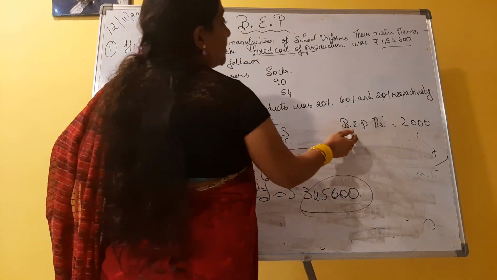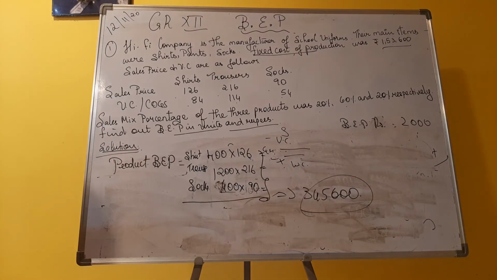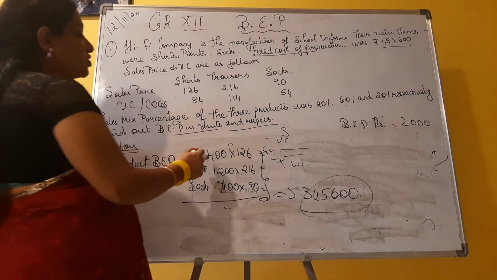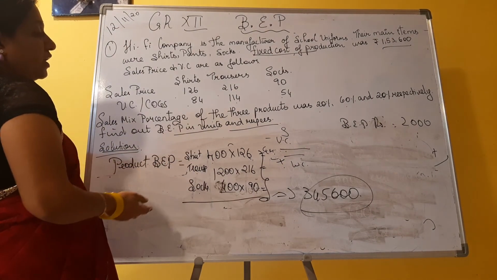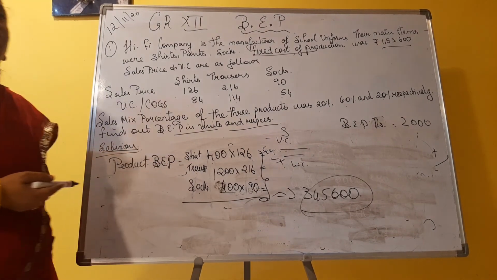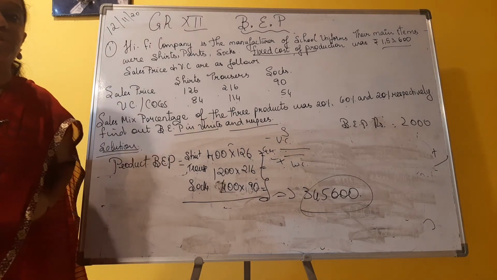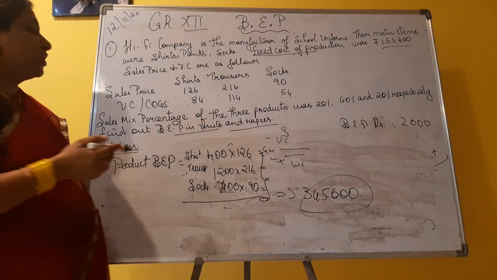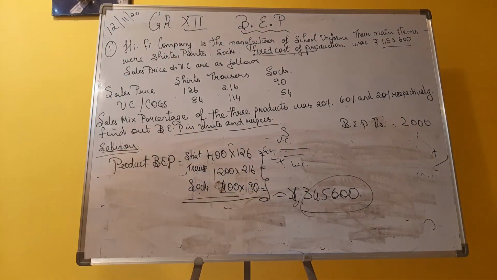What is the formula for BEP? Fixed cost by weighted contribution, which gives 2000 rupees. Then this 2000 rupees is applicable for shirt, trouser and socks, so you convert it into units. For converting into units, we just multiplied the BEP with the sales mix percentage. We arrived at a figure, and in overall rupees you find 3,45,600.